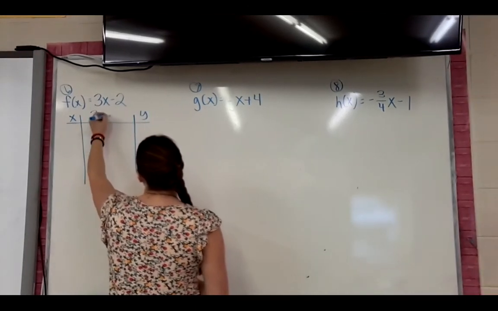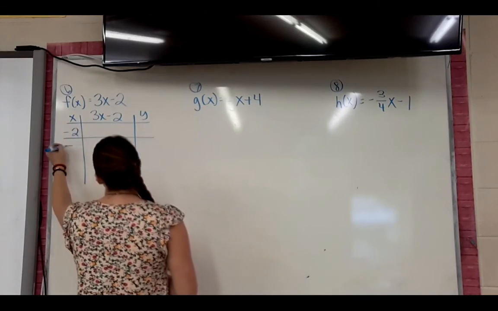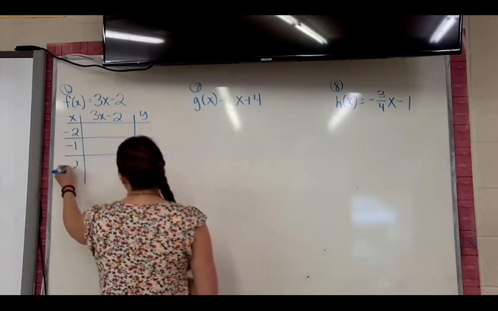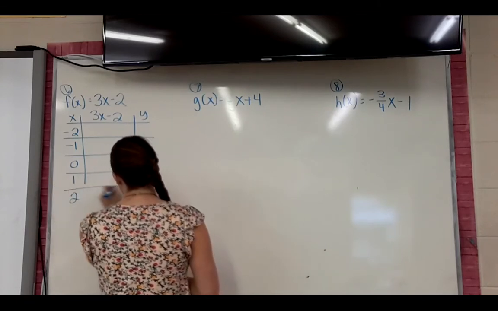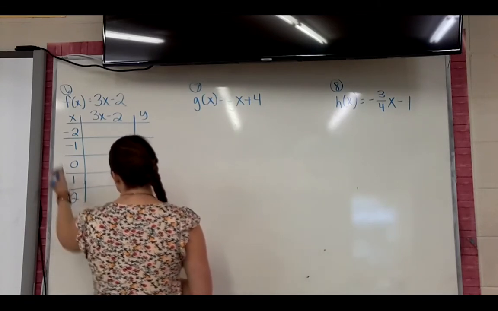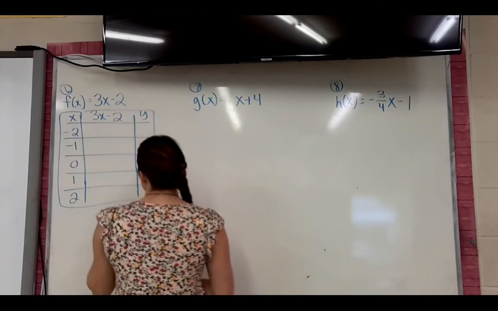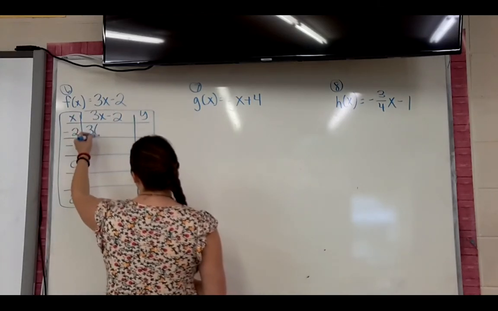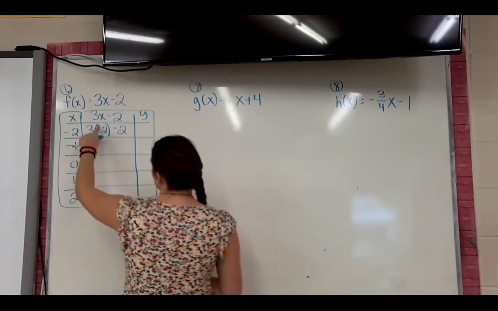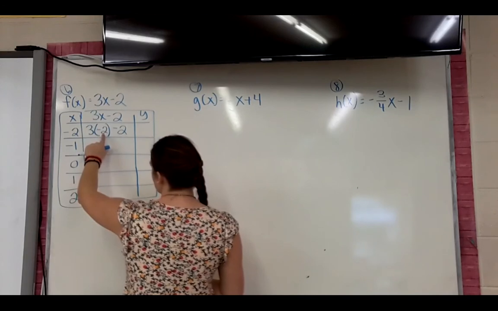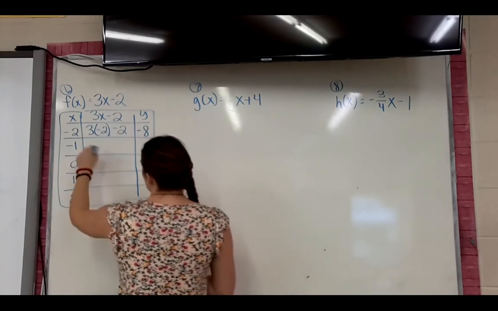So on this problem, my rule is 3x minus 2. I'm going to do negative 2, negative 1, 0, 1, and 2. The table doesn't have to be fancy. Okay, so here I would have 3. My x is now negative 2, so I replace it with negative 2. So that means 3 times negative 2, which is negative 6, minus 2 more is negative 8.